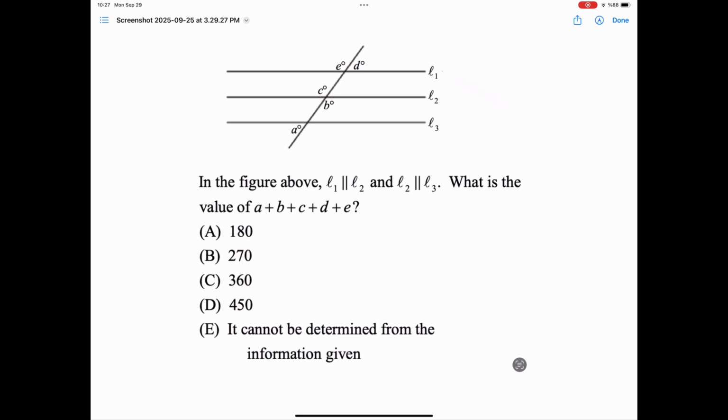In the figure above, these are parallel. Okay. What is the value of A, B, C, D, E? Like we need to add them up. All right. Let's try to find some information based on this figure here. So first of all, what is this angle? It is A, because it is right across A, so it is A.